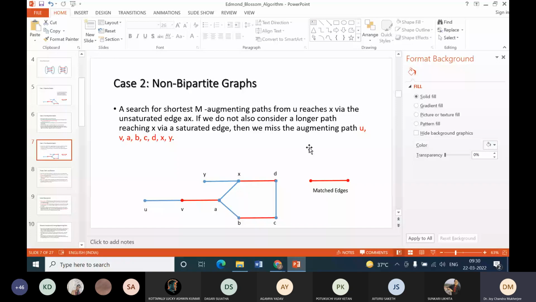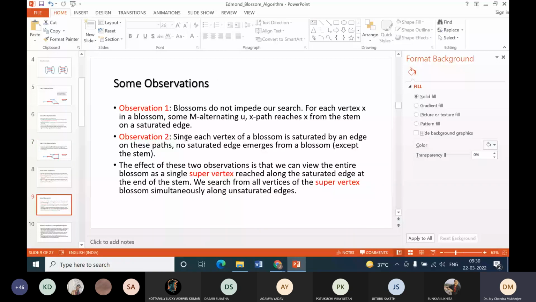So since each vertex of a blossom, except the vertex through which I enter into the stem, is saturated by an edge on this path, no saturated edge emerges from the blossom. So on the basis of these two observations, there is a step in this algorithm that is called contraction of the blossom. We will discuss it with an example.